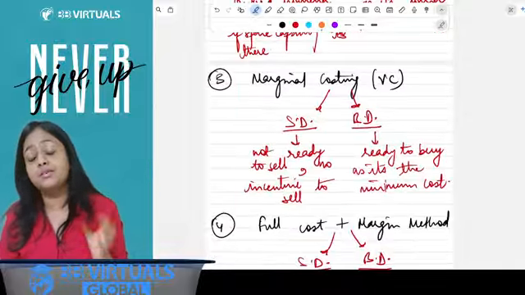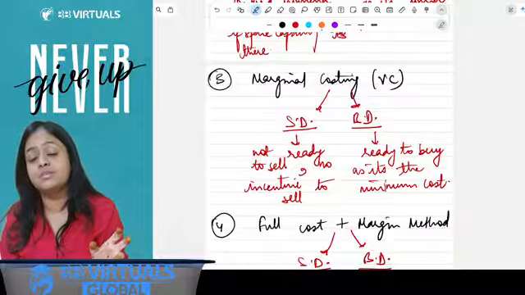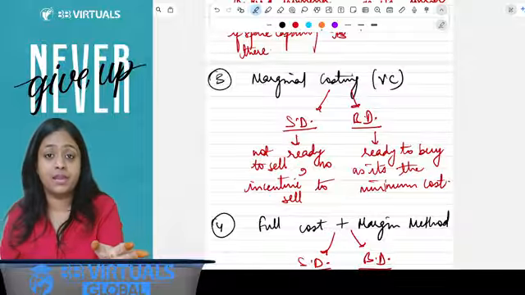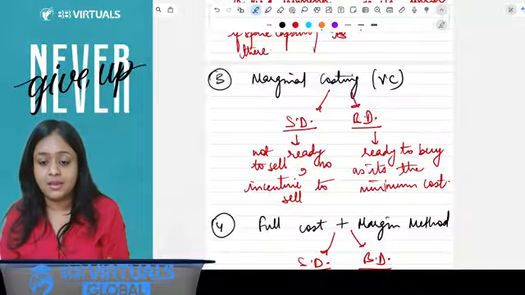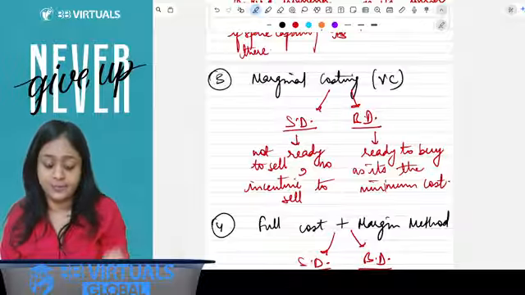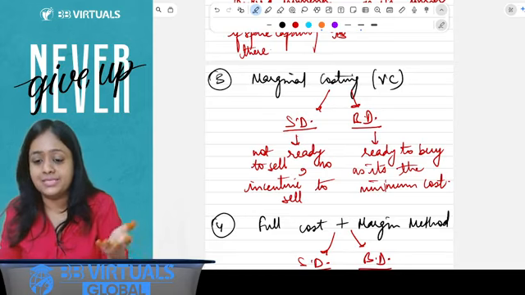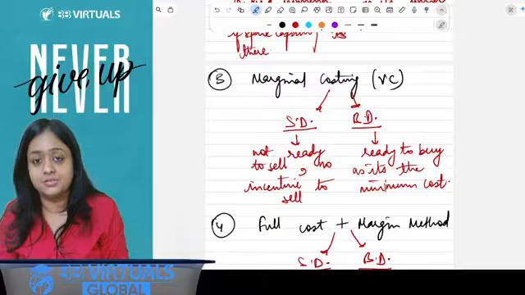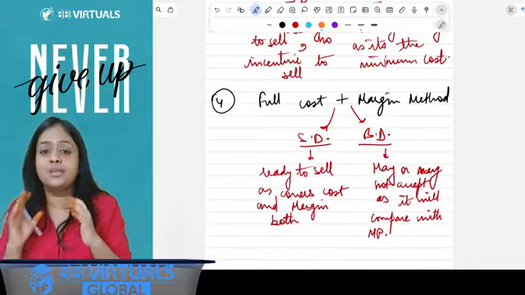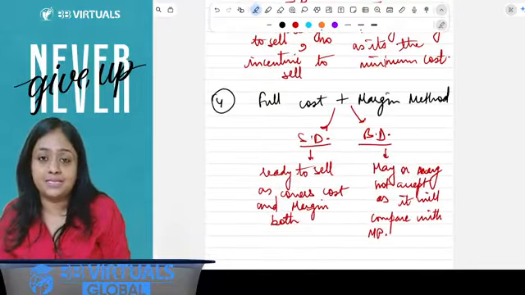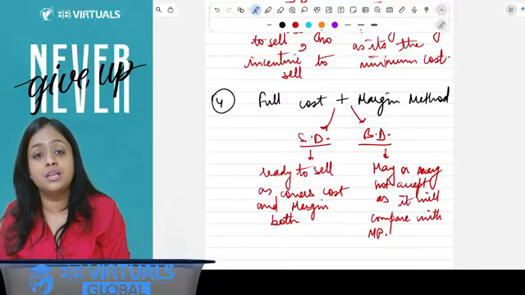Marginal costing method is when the selling division only covers the variable cost, not acceptable for the selling division. It's the lowest price, right? There's no incentive to sell. But for the buying division, they are more than happy to buy. And it's the lowest price that they would be paying. Minimum cost it is. But now what is ideally recommended for transfer pricing is always full cost plus marginal method.